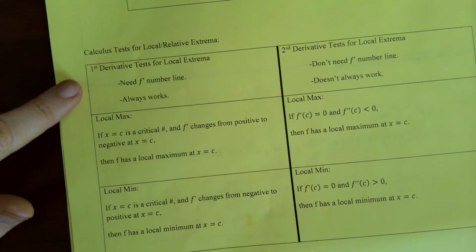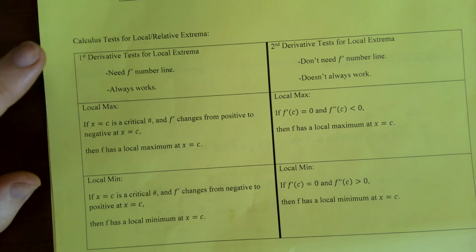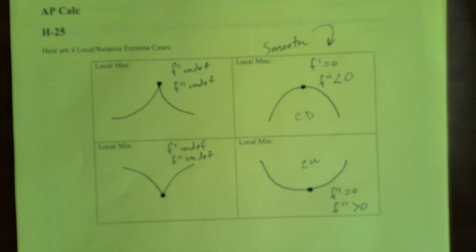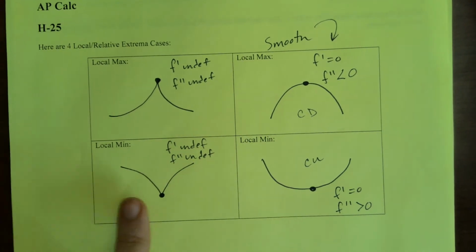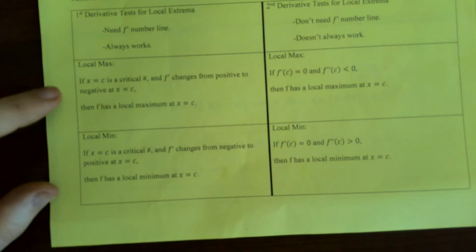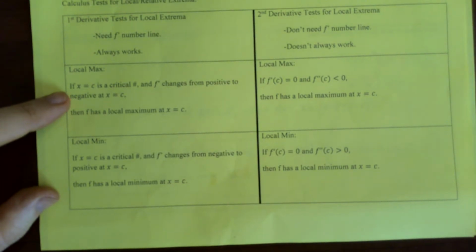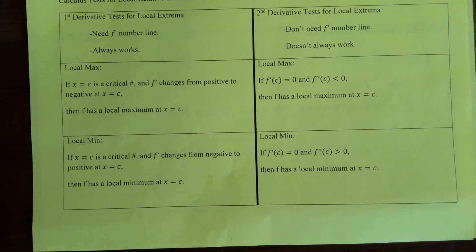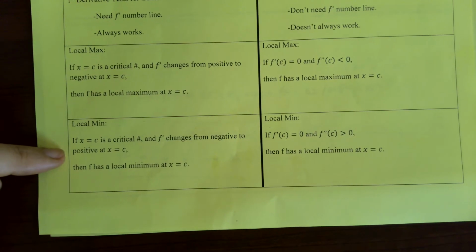So first derivative tests for local extrema. You need the f prime number line. This will always work. It will work no matter whether you have smooth local maxes and mins or these pointy ones. And it tells you this. It says that if x equals c is a critical number, okay, remember a critical number is where f prime is 0 or undefined, and f prime changes from positive to negative at c, then f has a local max, and then local min is just the opposite.